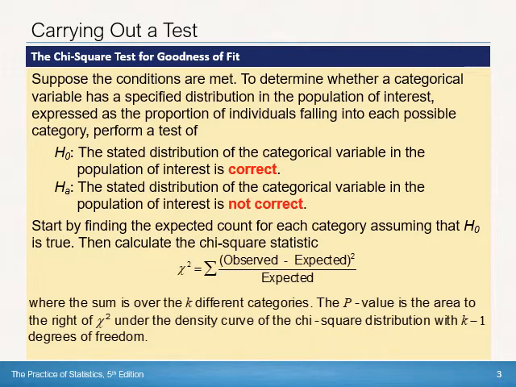The chi-squared test statistic calculation is shown there. Remember that we get the p-value from the chi-squared table using degrees of freedom of k minus 1, where k is the number of categories, not n minus 1, the sample size.